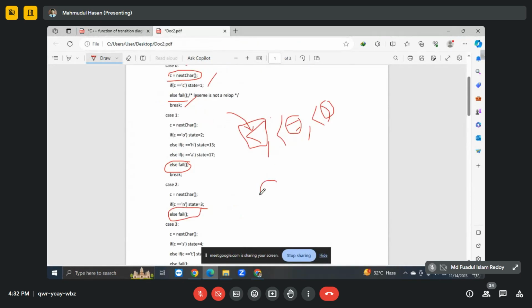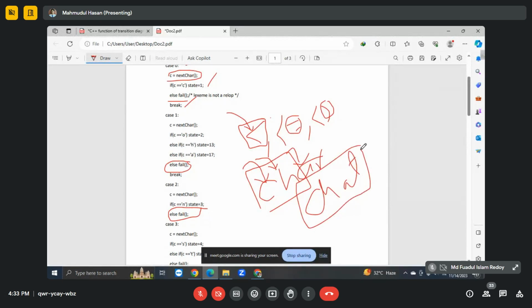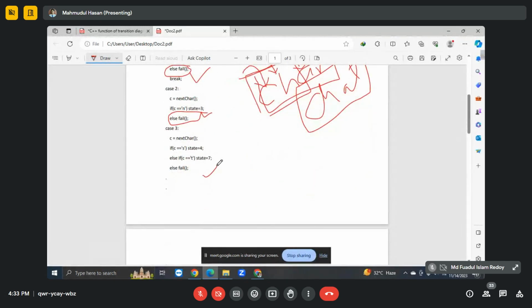But if you consider CH, based on the first or second character, is it possible to say this is a keyword? No, not until the last one. Suppose CHA, still it is not possible to say it's a keyword. Suppose CHAT, chat is not a keyword, it's an identifier. So until you get the final state, you are not sure this is a keyword. That's why you need to call the fail function in each state until the final state.